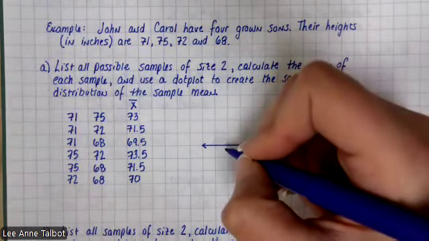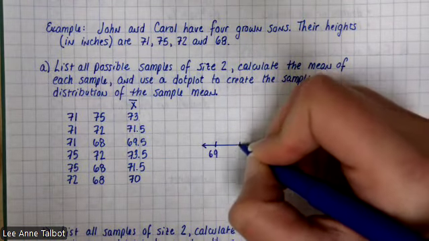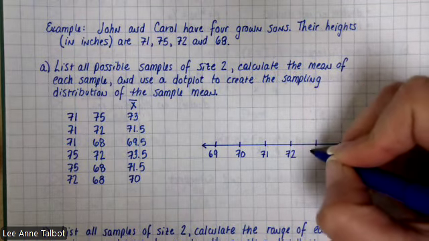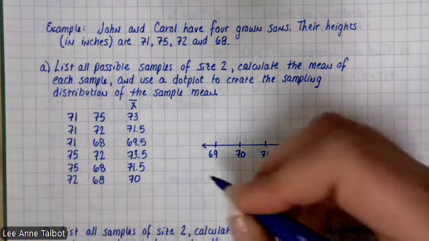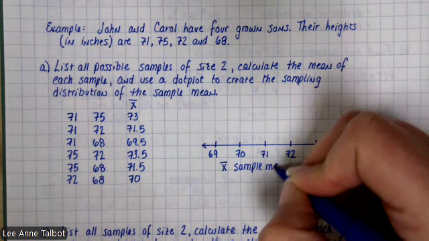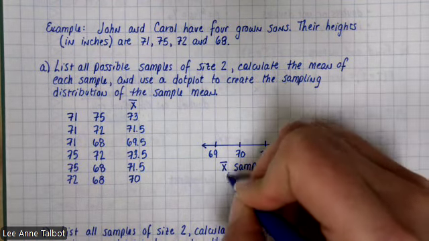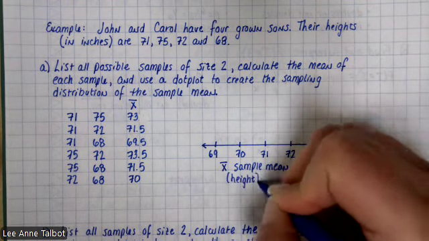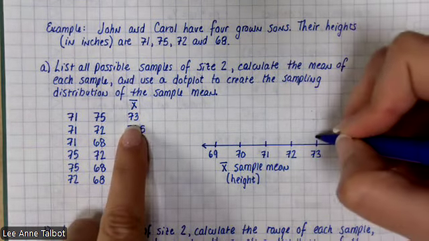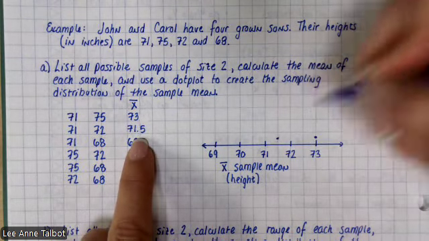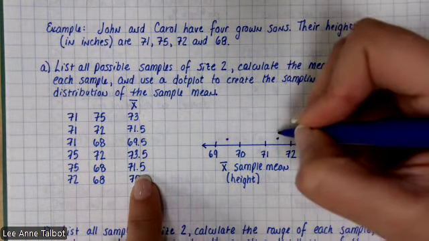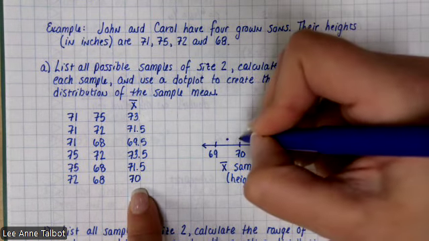Okay, so now we're gonna create a dot plot over here, so 69, 70, 71. So 73, 71.5, 69.5, 73.5, 71.5, 70.